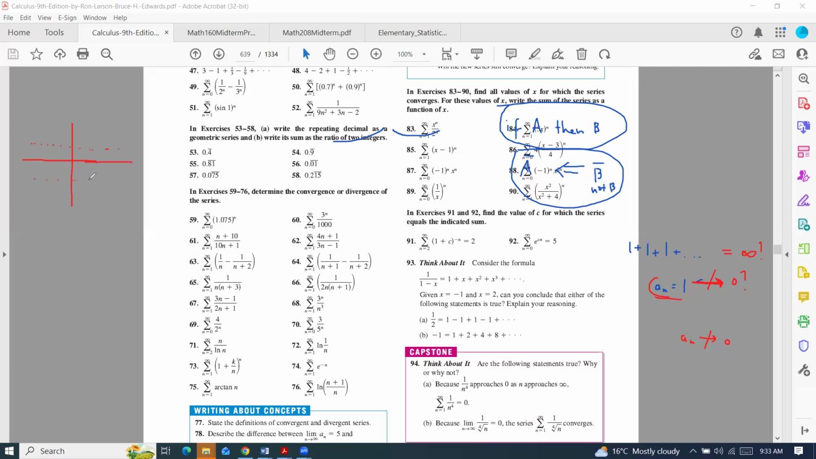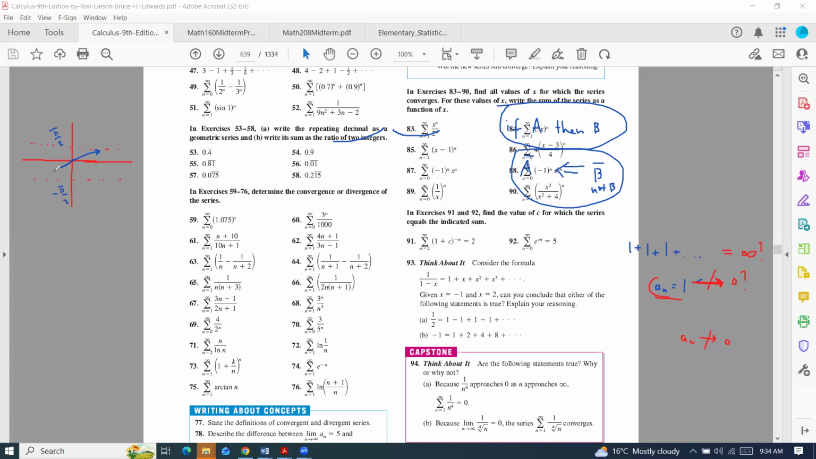Arctangent. When you send your n to infinity, arctangent will be bounded. Sorry, it's not infinity, but pi over 2. So let me mark pi over 2, plus pi over 2, and this is minus pi over 2. But it is not approaching 0. Arctangent keeps approaching pi over 2.